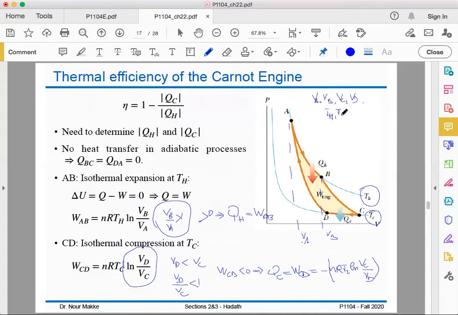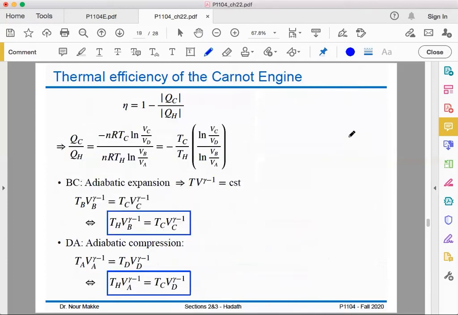Okay, is there anything in the cycle we haven't used yet? We still have the curves BC and DA. In these two parts of this cycle, the working substance undergoes an adiabatic process. And we know that in the adiabatic process we have three relations, and one of these relations is between temperature and volume, which is given by T times V to the power gamma minus 1 equal to a constant. So why not use this expression to find VA, VB, VC, and VD as a function of the temperature?